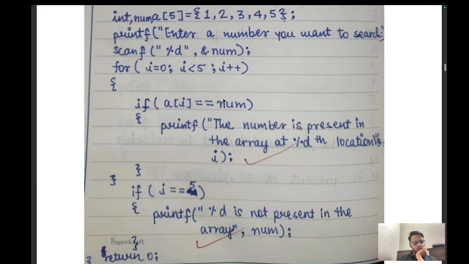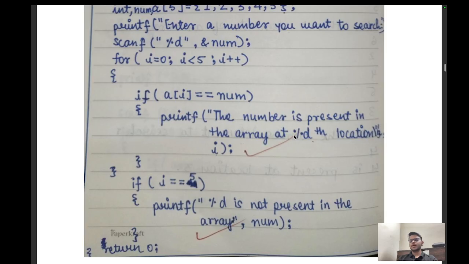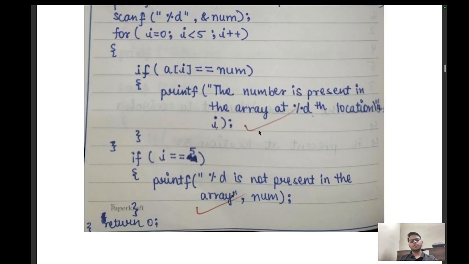In the for loop, we have used a condition if, and this condition states that if array of i, where the i value comes from the for loop. For example, if a at index 0, the element at index 0 of array a, is equal to num, then the number is present in the array at location percent d. The location will be i, from this array. If it is equal to the number required by the user, then we return the index where we have located the number.